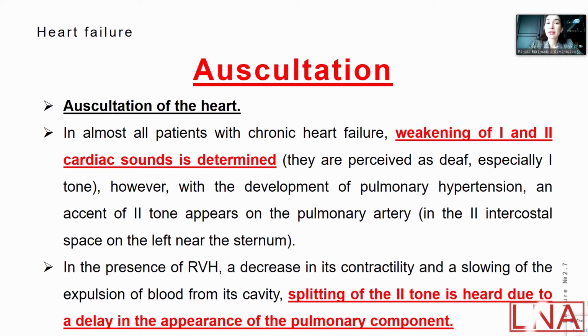In the presence of right-sided heart failure, there is a decrease in contractility and a slowing of the expulsion of blood from its cavity. Splitting of the second tone is heard due to a delay in the appearance of the pulmonary component.